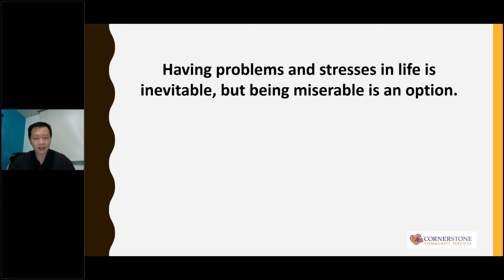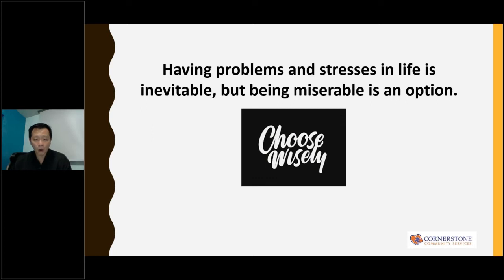Next, this slide says that having problems and stresses in life is inevitable, but being miserable is an option. It's really true, because all of us experience various forms of problems and stress. Someone said the only ones who have no problems in life are dead people. Of course, we know there will be challenges, conflicts and stresses, but we can really choose not to be miserable.